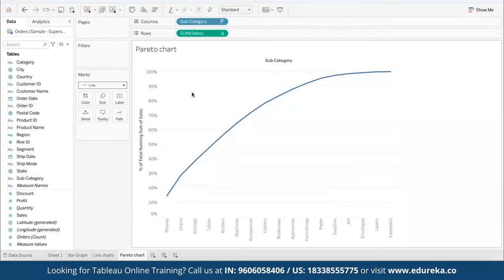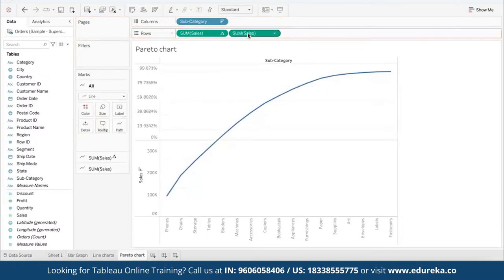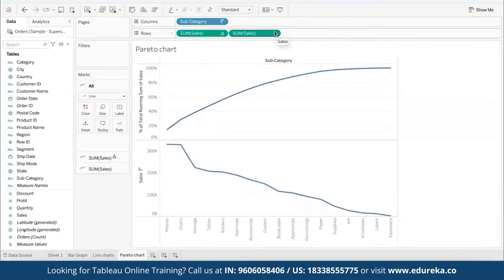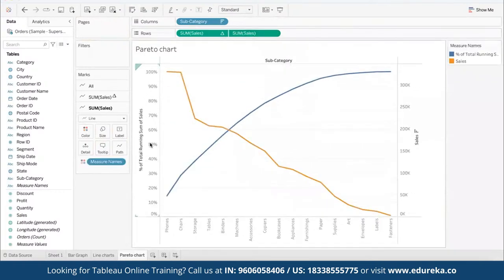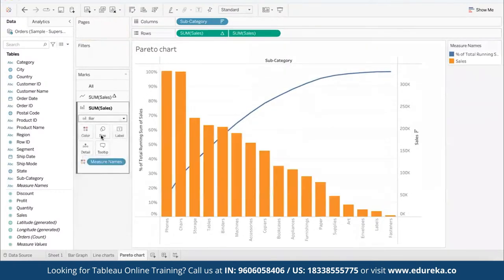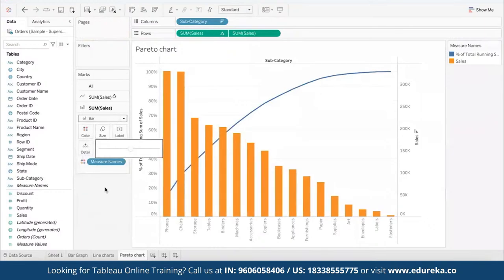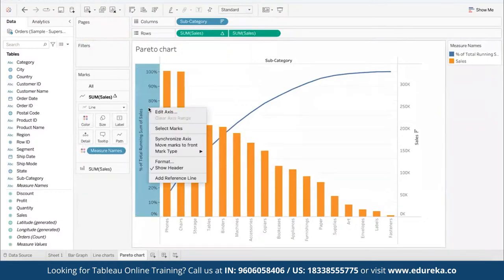Now for a Pareto chart, we should also show the actual contribution. So I'm bringing in sales again. And we'll merge these graphs with the dual axis concept. Make this a bar. Reduce the size a little bit. So this is what a Pareto will look like.